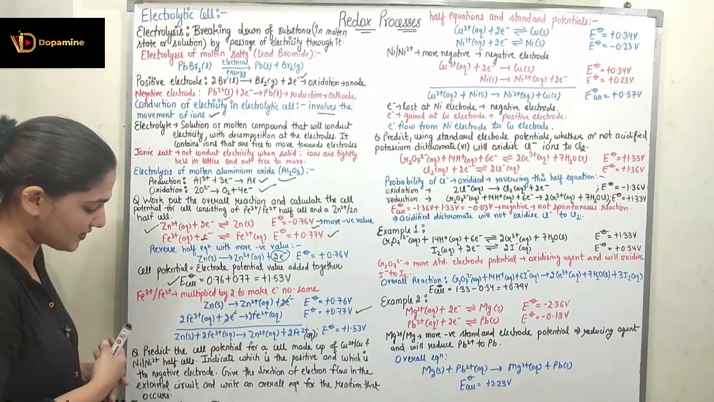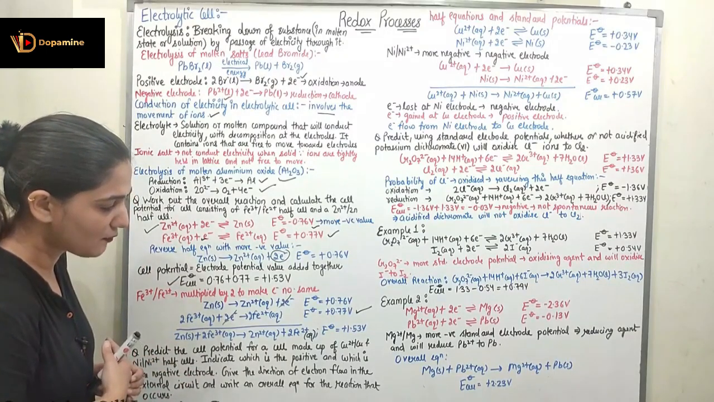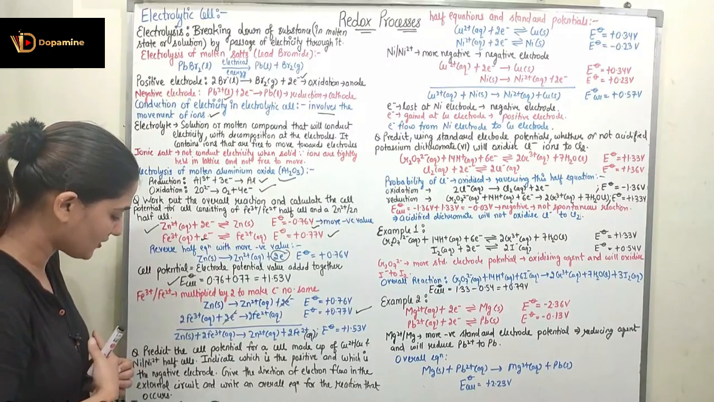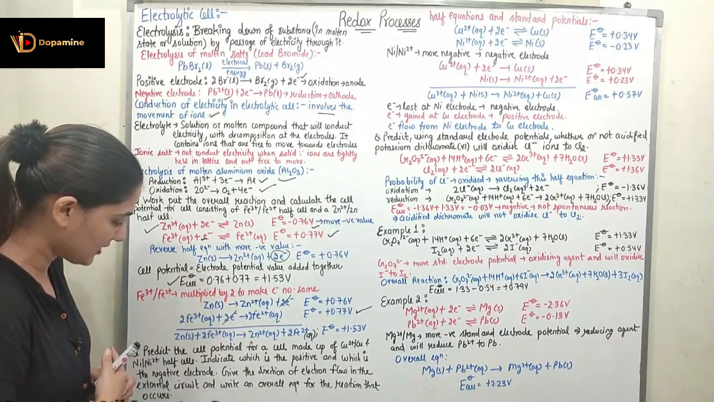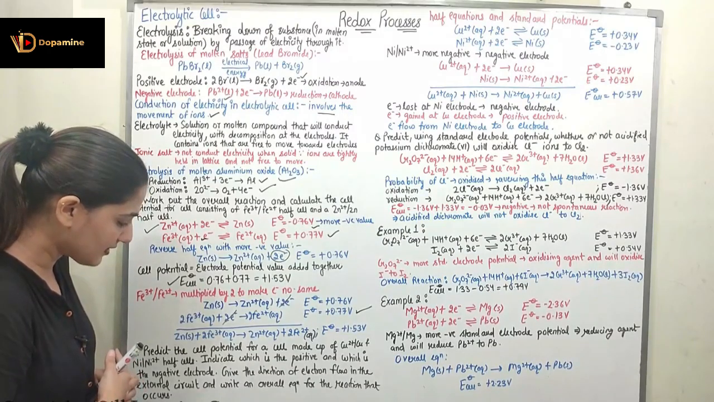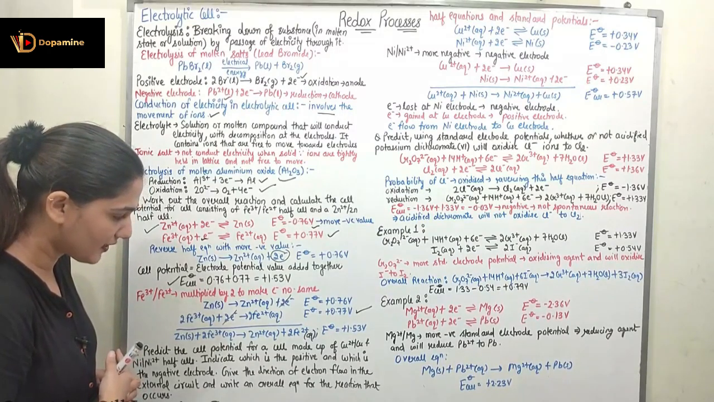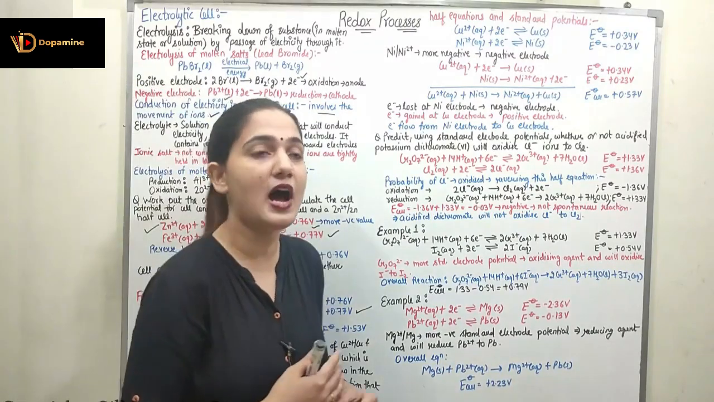Coming to the next question, it states: predict the cell potential for a cell made up of Cu2+/Cu and Ni2+/Ni half cells. Indicate which is the positive and which is the negative electrode. Give the direction of the electron flow in the external circuit and write an overall equation for the reaction that occurs, right? So first of all we are going to see the half equations.